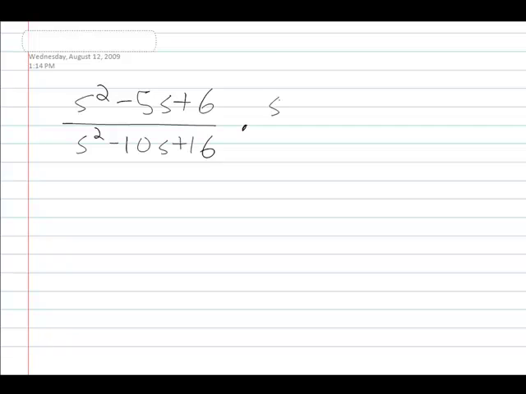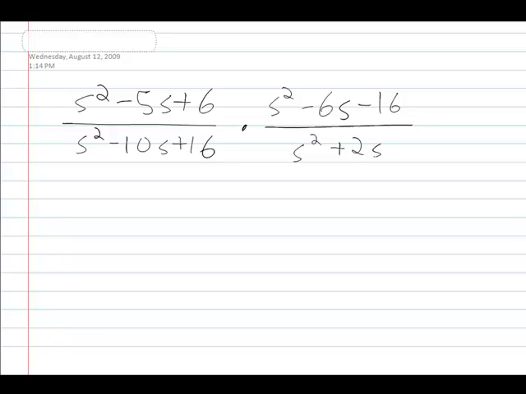In this session, we're going to be multiplying and dividing rational expressions. So if we have the problem s squared minus 5s plus 6 divided by s squared minus 10s plus 16, all times s squared minus 6s minus 16 over s squared plus 2s.